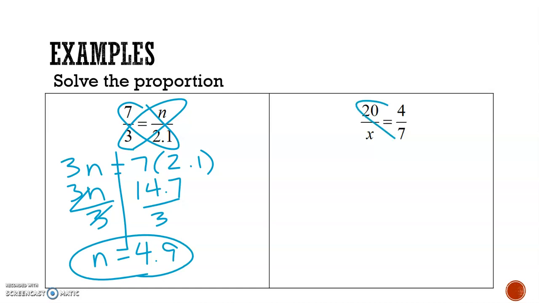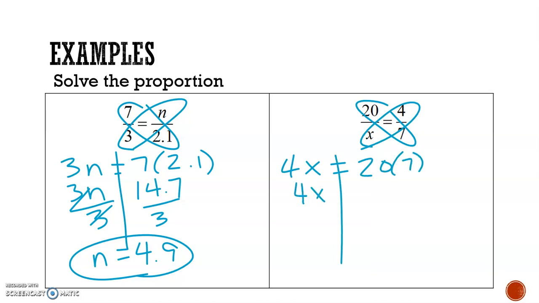And then one more we have 4 times x, so 4x. We have 20 times 7. So bring the 4x down. 20 times 7 is 140. We're going to divide both sides by 4 to bring the 4 over, and that gives us 35.